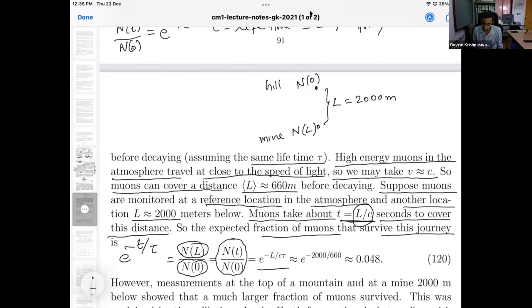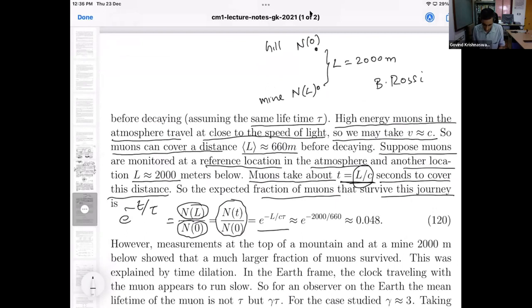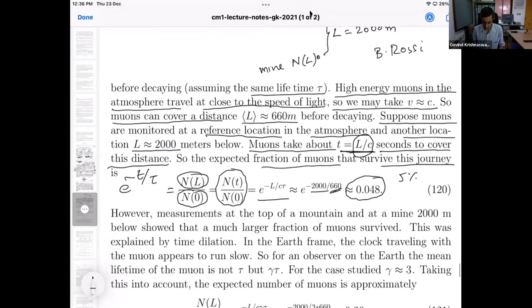So putting the numbers in for the specific experiment that was conducted, this was done by Bruno Rossi and others, late 1930s, 1940 or so. If you put the numbers, that is L is 2000 meters and c tau comes to around 660, then you find that the fraction that survived is about 0.048. So you would expect about 5% of the muons to survive. This was the expectation.